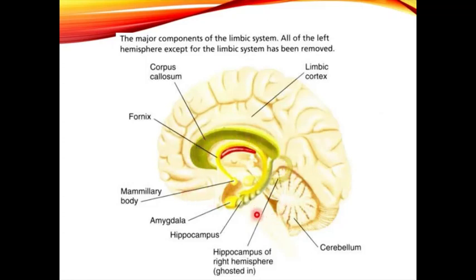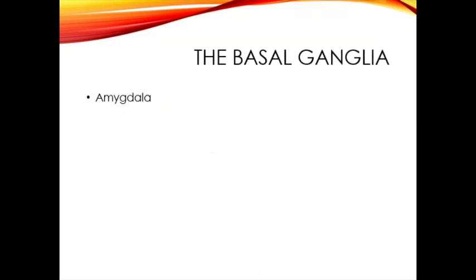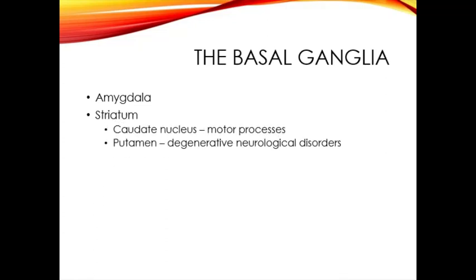So, it's the limbic system. Itong part na 'to, limbic system yan, no? So, corpus callosum, the fornix, we have here the mammillary body. We have here the amygdala, the hippocampus, no? So, this is the limbic cortex or limbic system. Okay. So, the basal ganglia. So, under the basal ganglia, we have the amygdala. So, amygdala, we have here the specific parts. Pero hindi ko na siya masyadong i-discuss sa inyo, no?